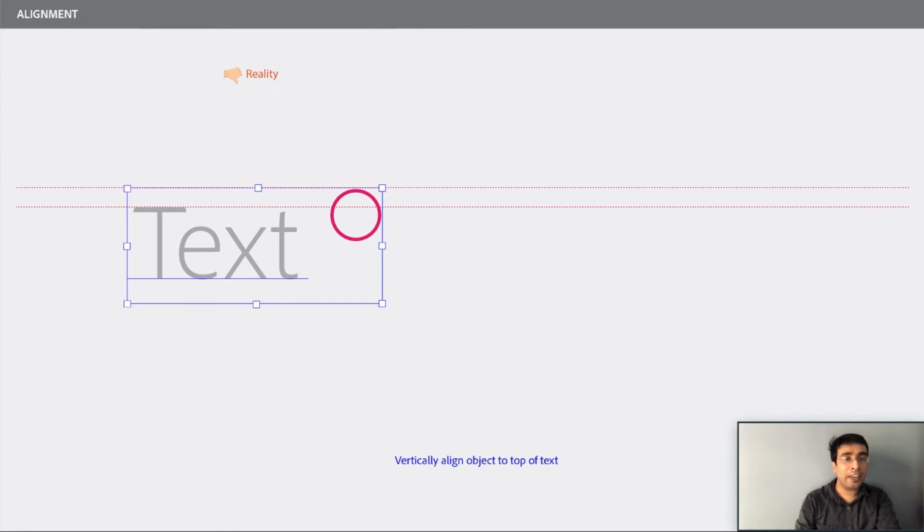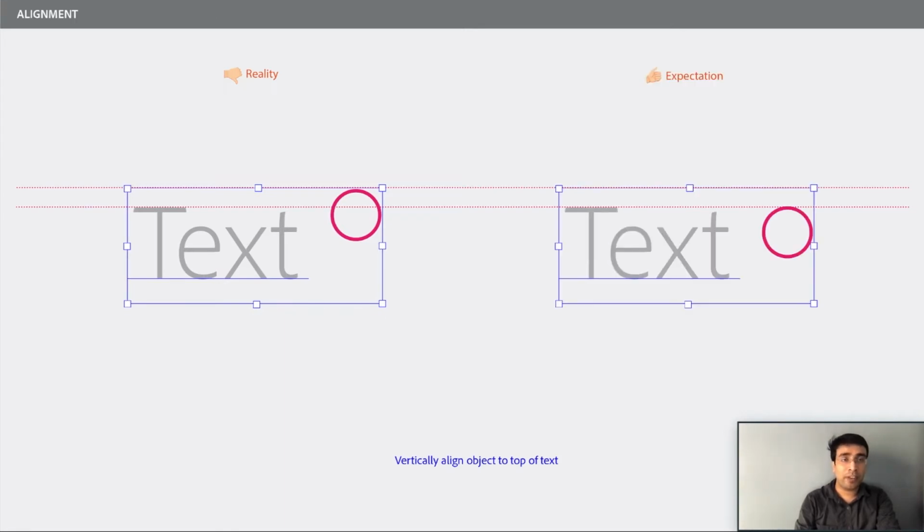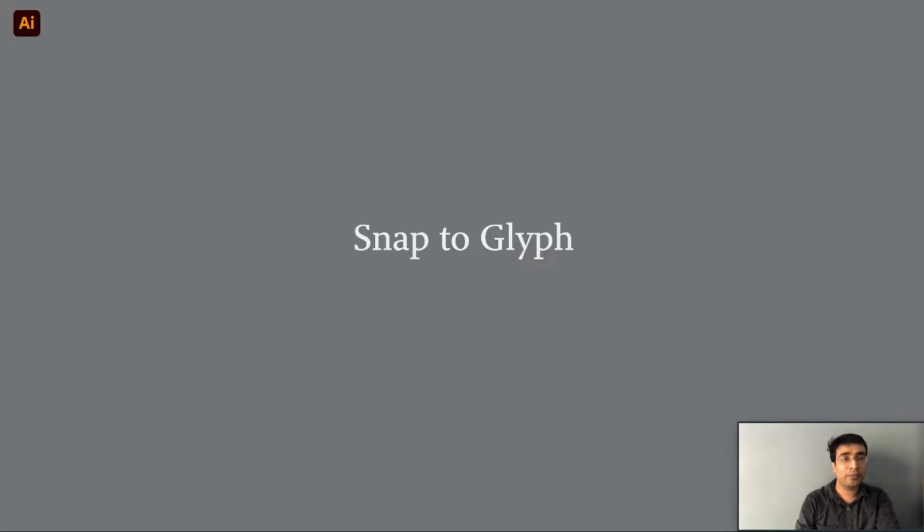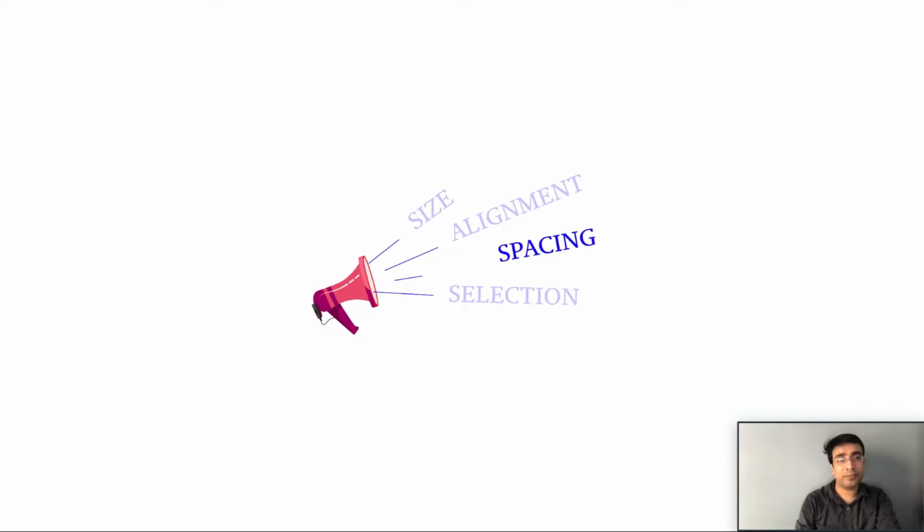So when aligning any object with the text, it aligns with the visual text box, whereas the designer may expect to align with the real bounding box. We have designed a glyph guiding system which helps in the precise alignment around the glyphs. We will share more details about it in a moment.